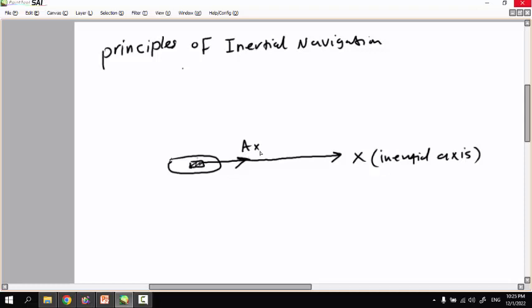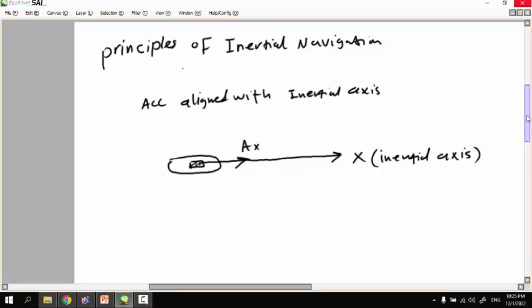Our assumption here is that the accelerometer is aligned with the inertial axis, which means that there's no rotation about the z-axis. We have this acceleration along the x-axis, and we need to use the principle of inertial navigation.